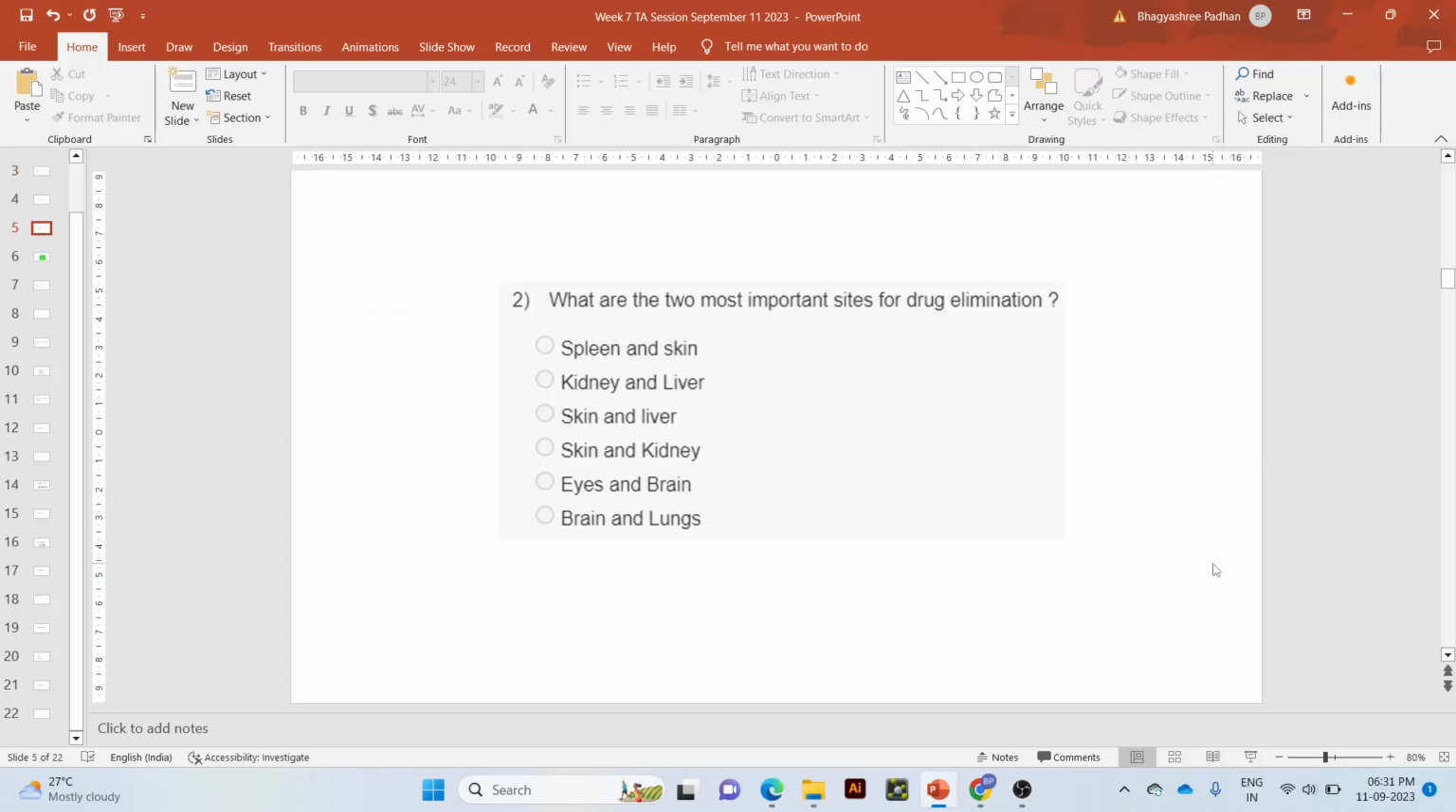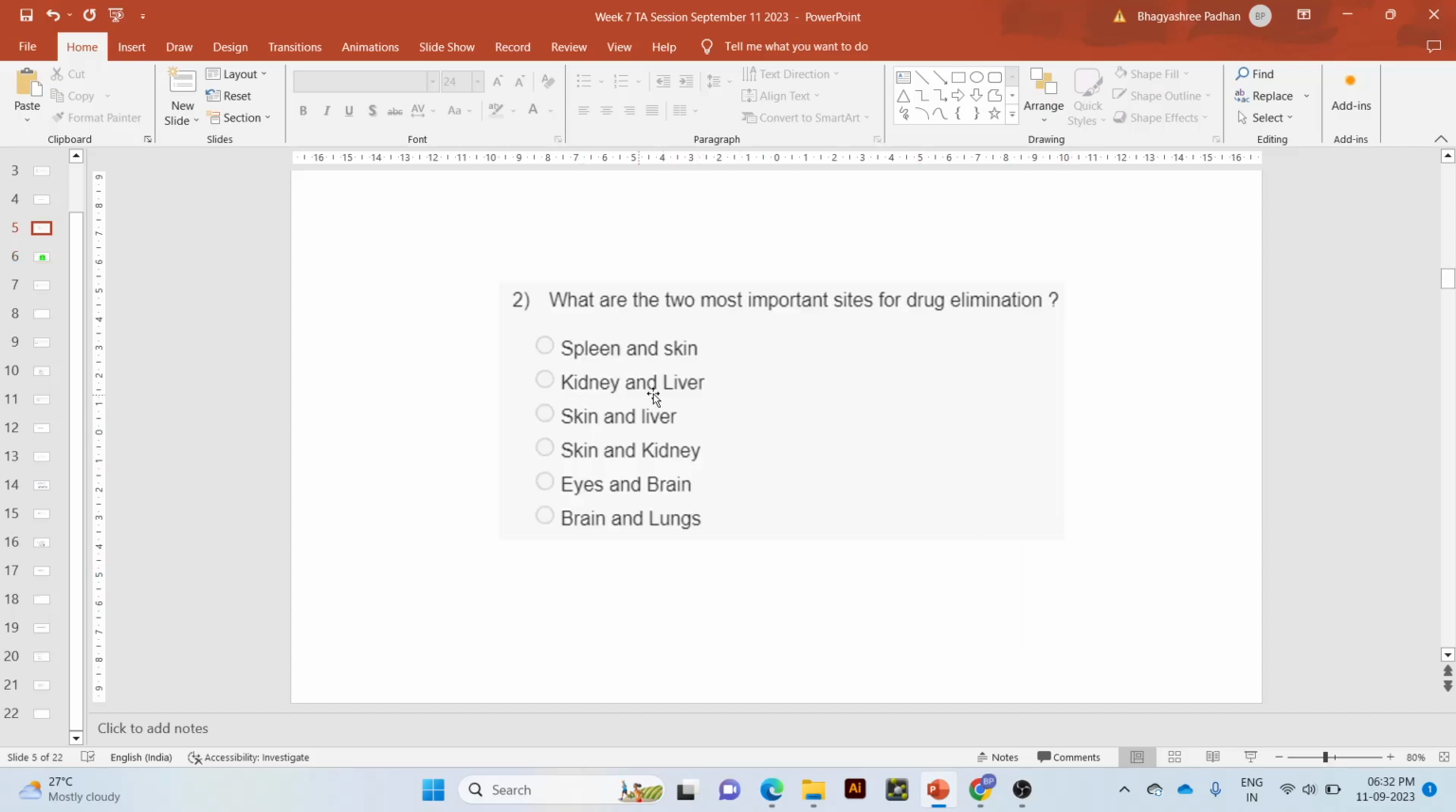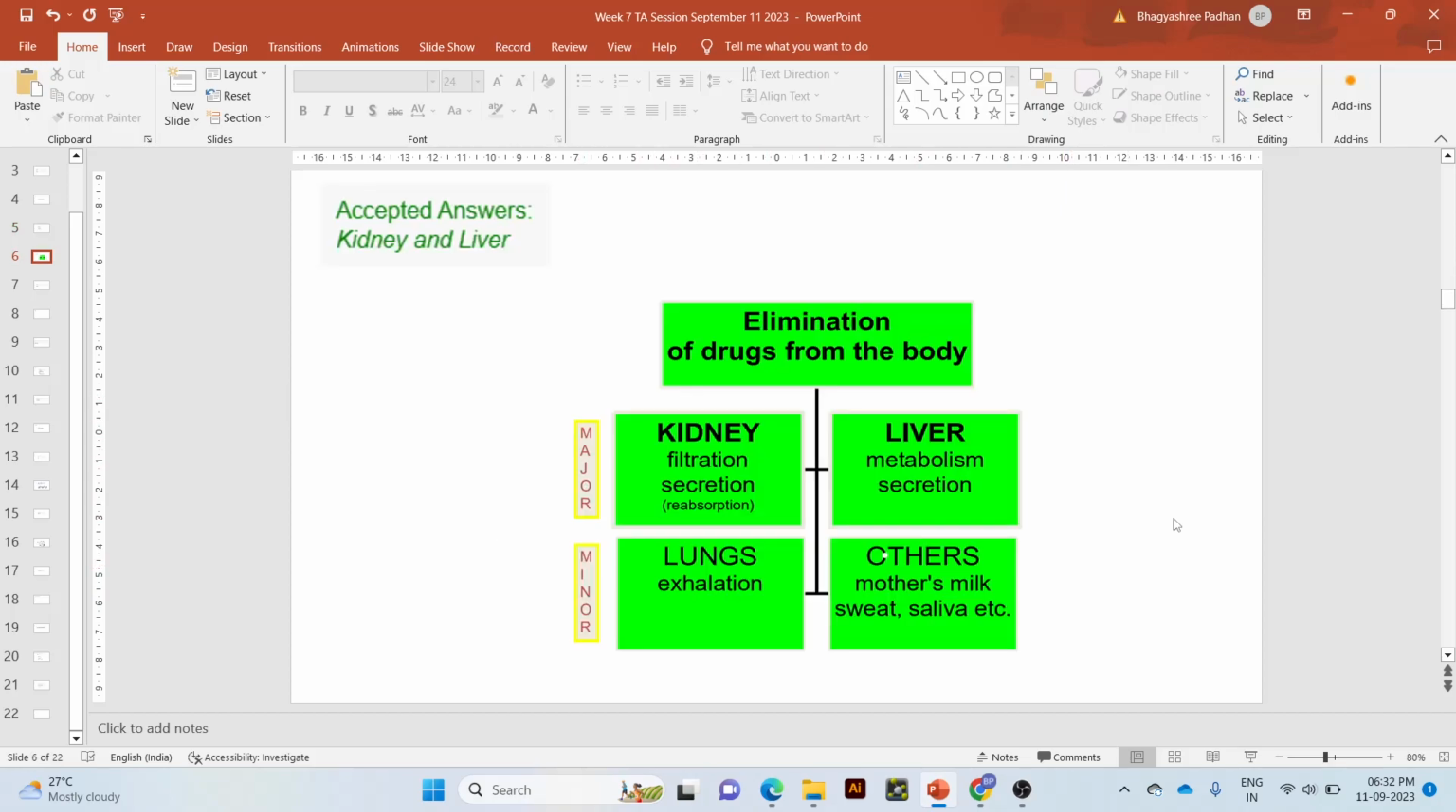Okay, so the second question was, what are the two most important sites for drug elimination? Spleen and skin, kidney and liver, skin and liver, skin and kidney, eyes and brain and lungs. So the two most important sites would be kidney and liver. Apart from kidney and liver, others are lungs, sweat, saliva, etc. So here, kidney and liver would be the correct answer.